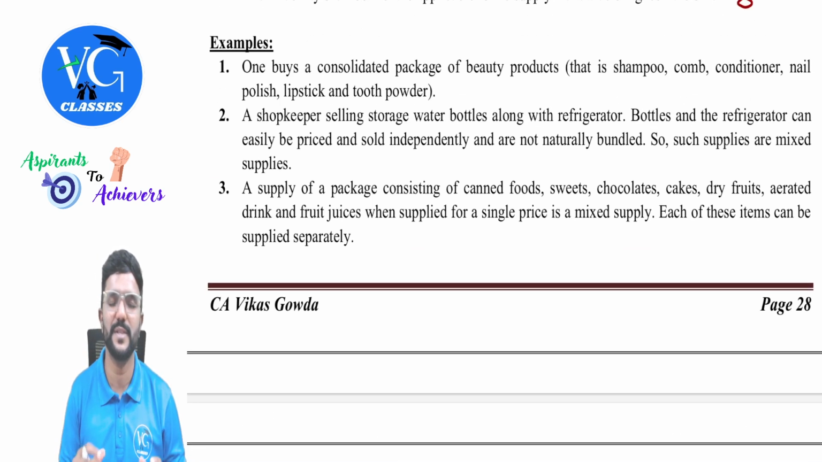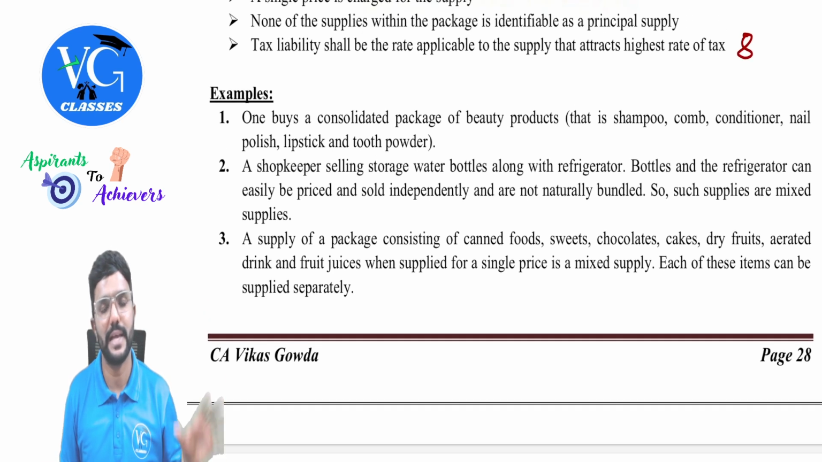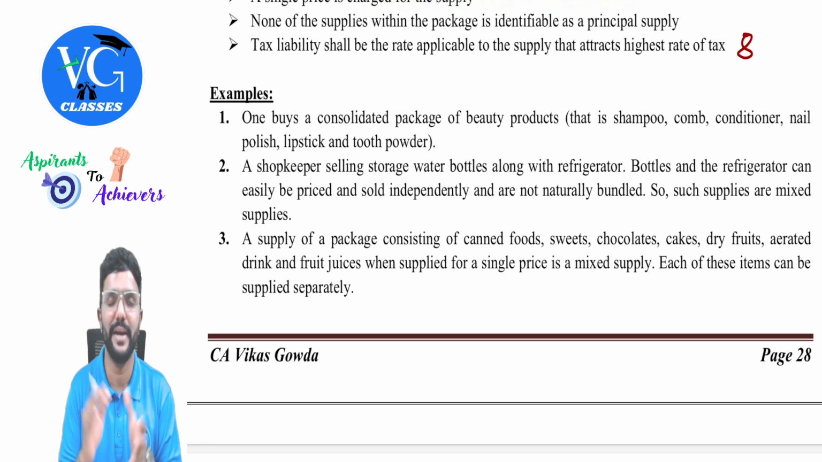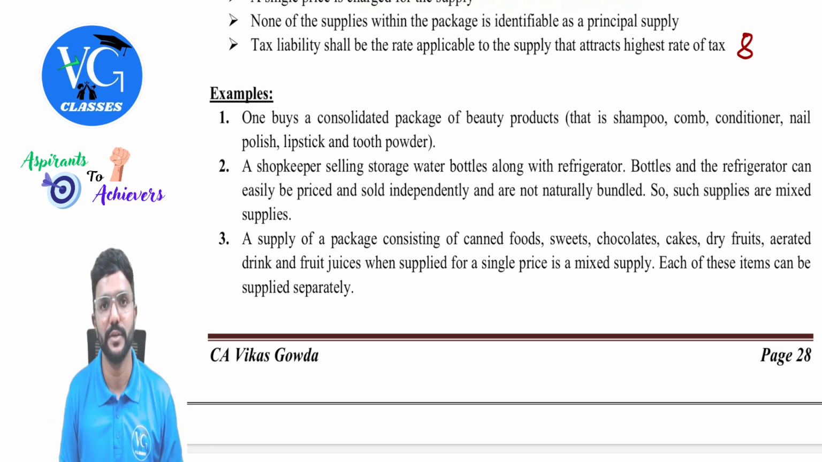Then a supply of packets consisting of canned foods, sweets, chocolates, cakes, dry fruits, aerated drink, and fruit juices. Even they are not naturally bundled, so it will be a mixed supply. And each of these can be sold separately also, guys. See, as a strategy, maybe the seller is combining all this and selling it as one package. But will the majority of customers want to buy it together? No. Or is it a general industry practice to sell it together? No, sir.